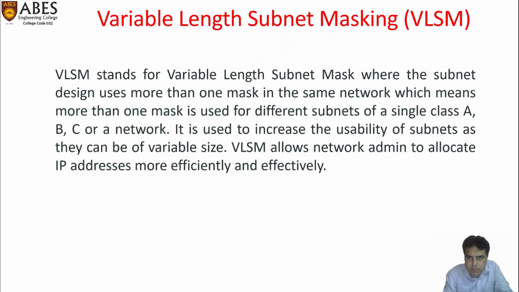Now our next topic is VLSM, variable length subnet masking. Variable length subnet masks is where the subnet design uses more than one mask in the same network, which means more than one mask is used for different subnets of a single class A, B, or C network.